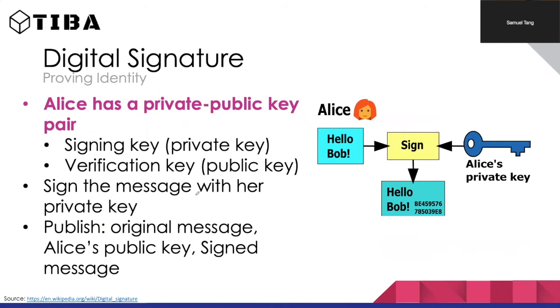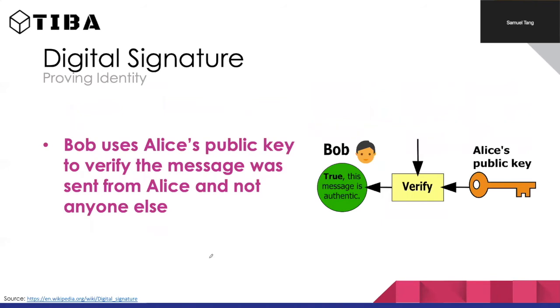So just to go over it one more time, Alice has a private and public key pair. The private key is used to sign the message, and the public key is used for others to verify the message. She signs the message with her private key, and then she publishes the original message, her public key, and the signed message. On the other side, Bob can use Alice's public key to verify the message that was sent from Alice. That's the basic idea of digital signature.